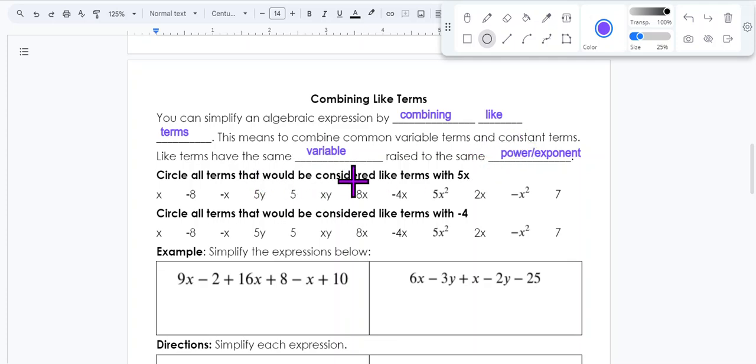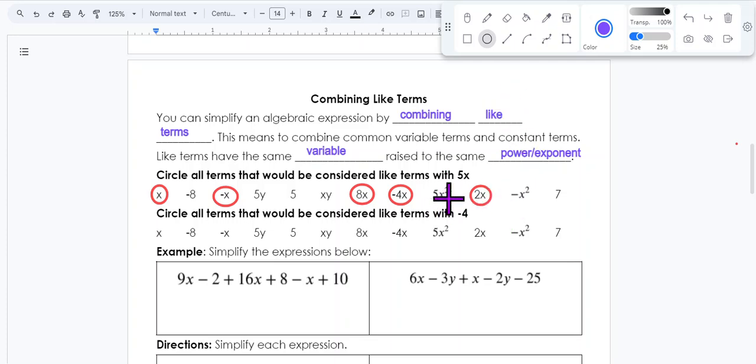Okay, so it says circle all the terms that would be considered like terms with 5x. So all my like terms with 5x would be these ones I'm circling now. And these are like terms because they have the same variable. They all have x, right? And the same exponent. This really has an exponent of 1, but when it's an exponent of 1, you don't write it. So then all these also have the same one, right? There's no exponent listed on each of these, right?